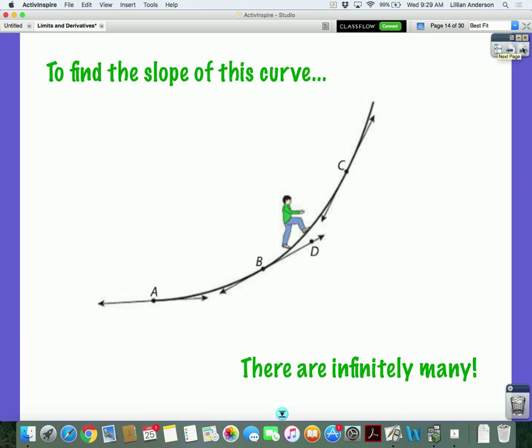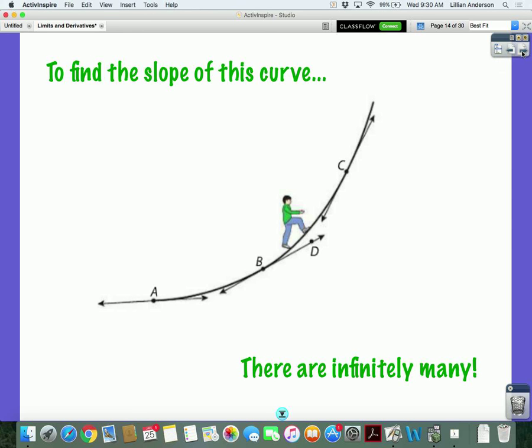But to find the slope of this curve, if you think about it, on a curve the slope changes. These are not straight lines. But calculus allows you to actually find the slope of this curve. Now, when you look at these lines here, these lines that have these different points on them, every single one of these lines is touching the curve at one particular point.